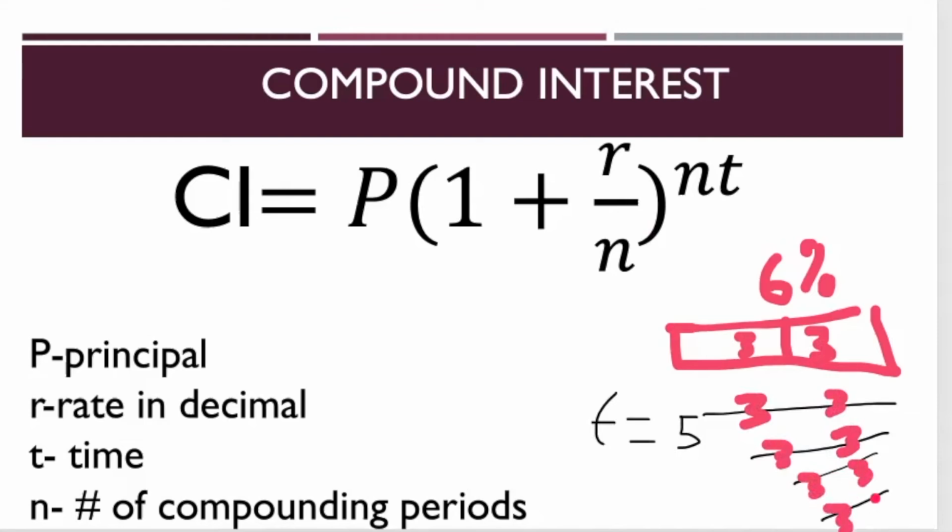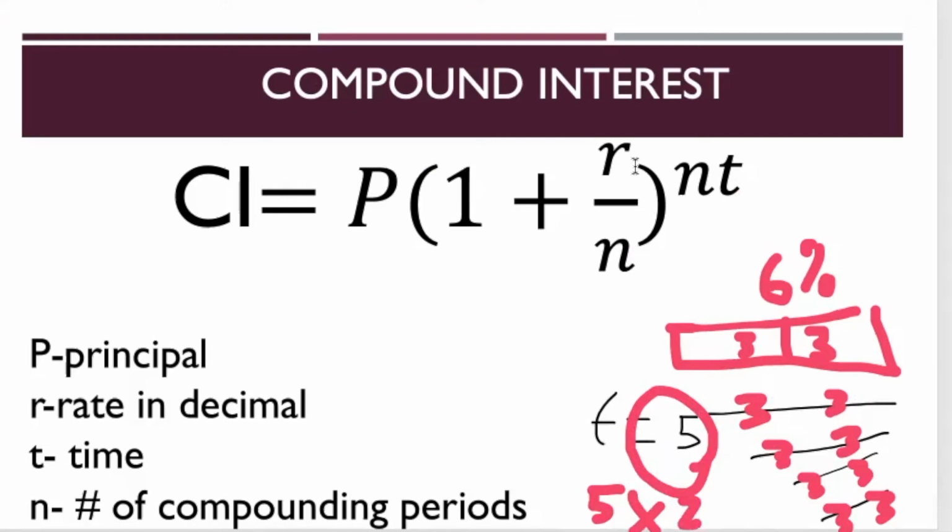So how many times am I applying it? So 1, 2, 3, 4, 5, 6, 7, 8, 9, 10. So we're applying it 10 times. So rather than doing this long exhausting way, we just multiply 5 times 2 because we're compounding it semi-annually. So you see 5 times 2.